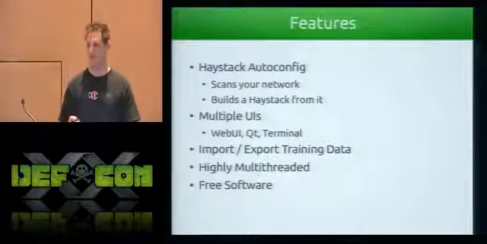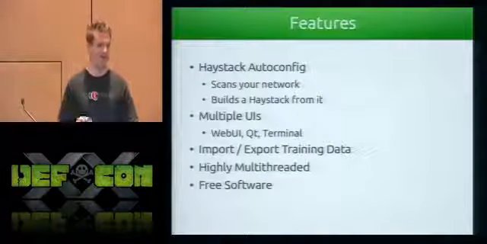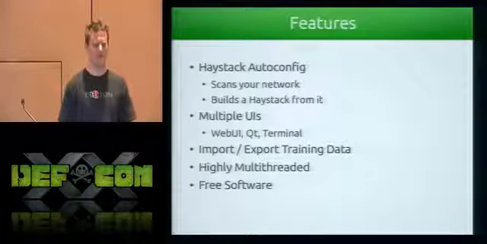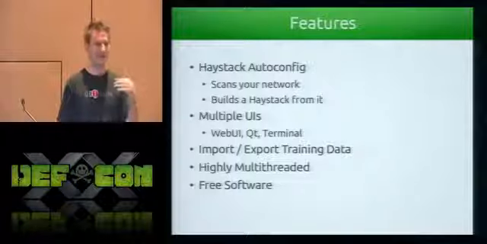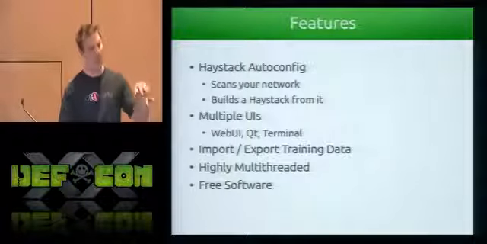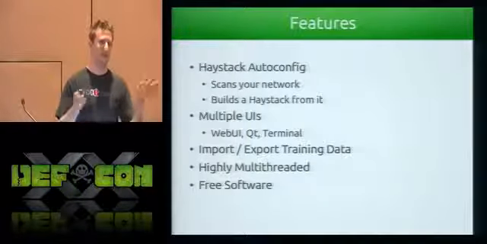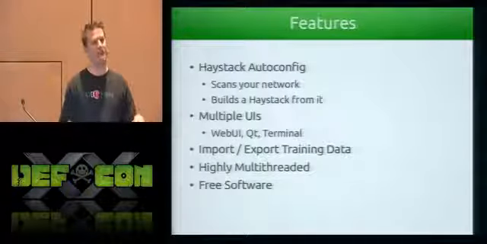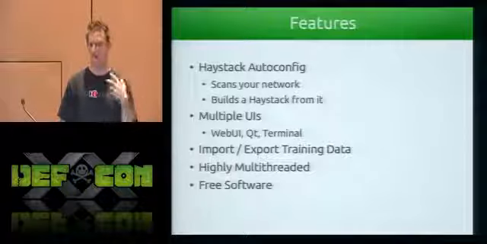Some other features of the software: we have a Haystack auto config utility, which is really cool, though it's super alpha right now because we're just finishing it. You scan your network, press the auto config button, and it will nmap your network, figure out what's there, and then build you a haystack on the basis of that, so that you get a haystack that looks real.